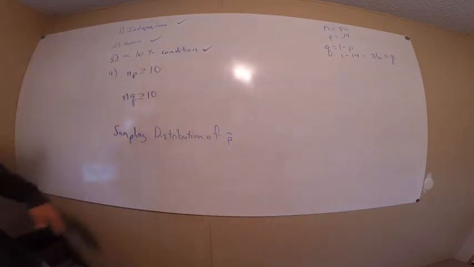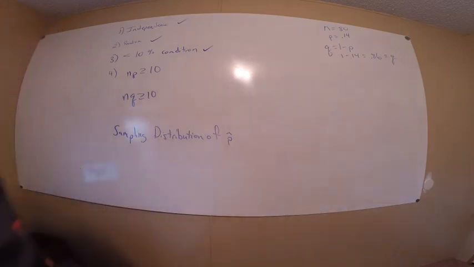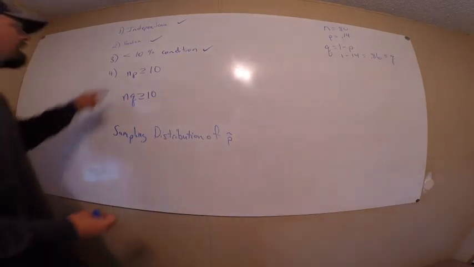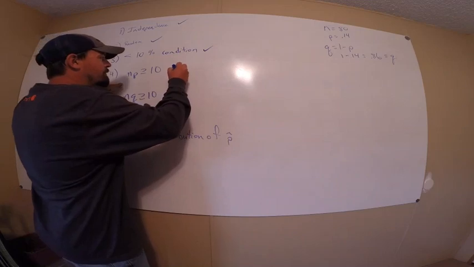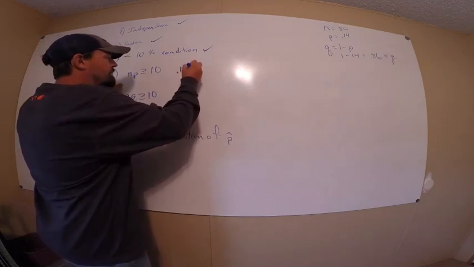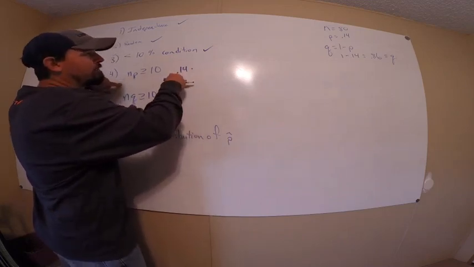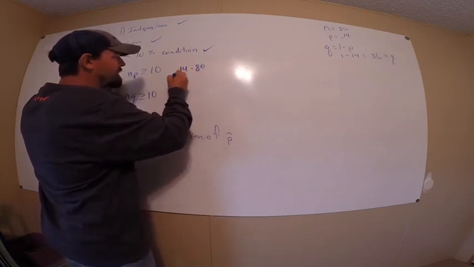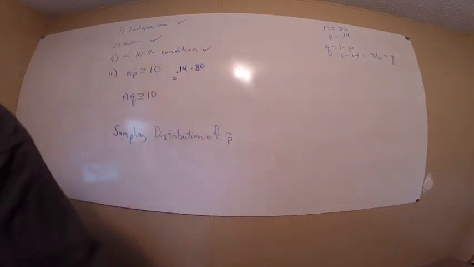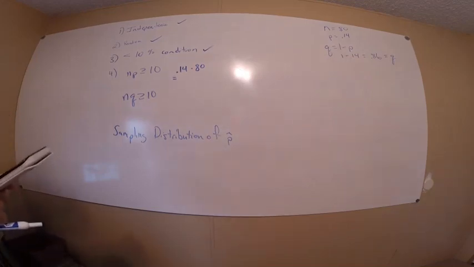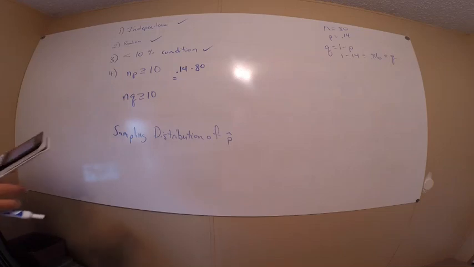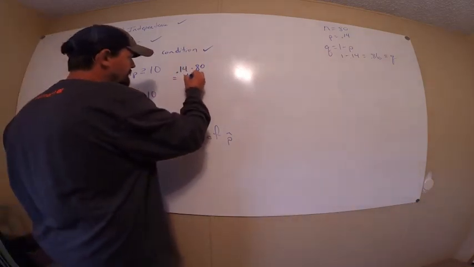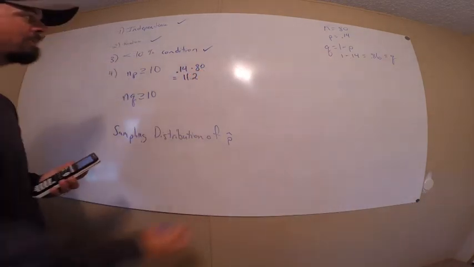We can get into some concrete numbers here. We've got np greater than or equal to 10 and nq greater than or equal to 10. So np, our p is 0.14. Our n is 80. Doesn't matter the order because we're multiplying. 0.14 times 80 should give me 11.2. So it's close to 10, but it's over 10, so we're good on this one.